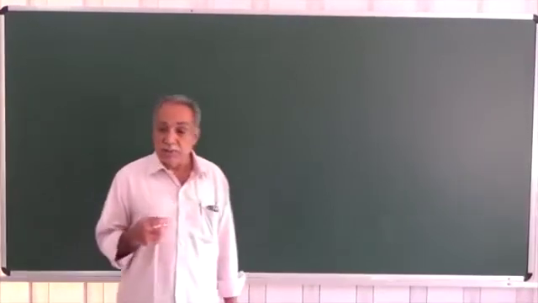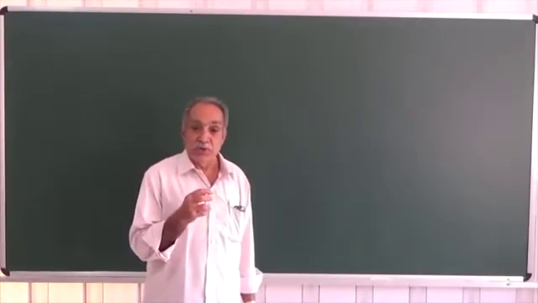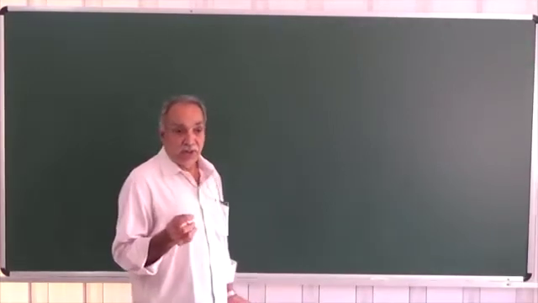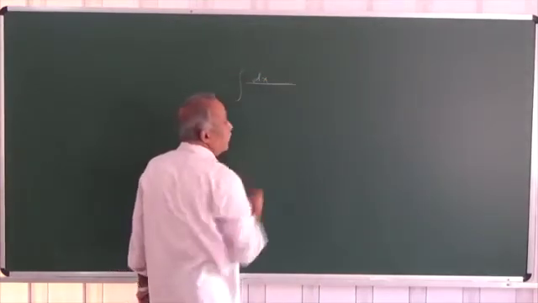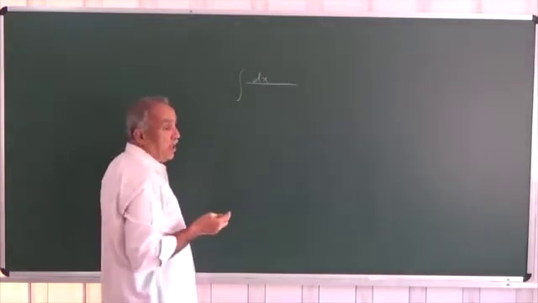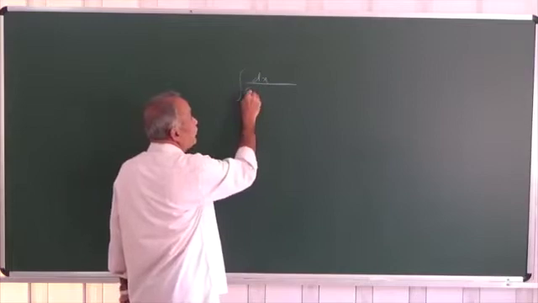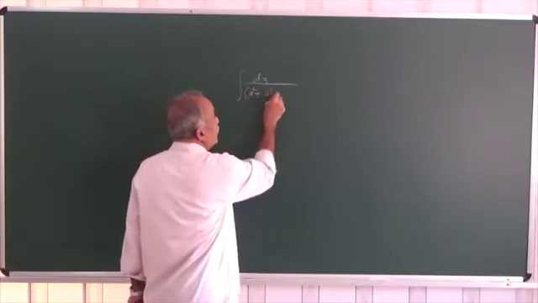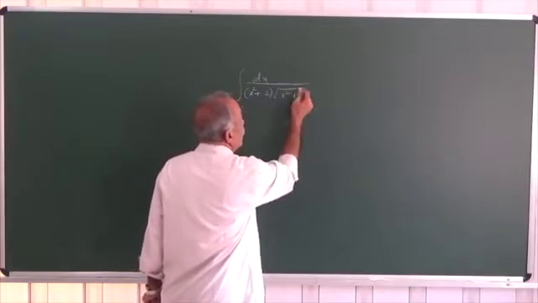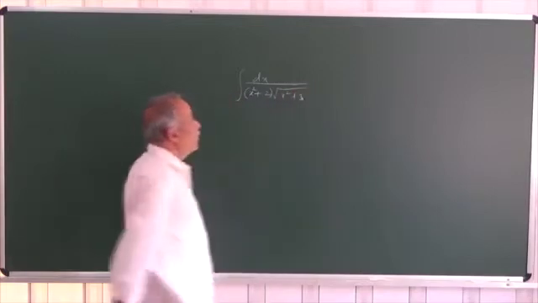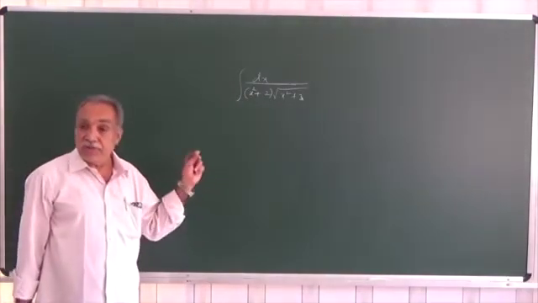So, some examples to practice the use of additional substitutions suggested. First, a situation of the form 1 by ax square plus b into root of cx square plus d. One standard method available is x equal to 1 by t, that we have tried already.